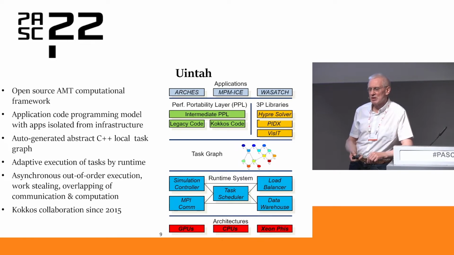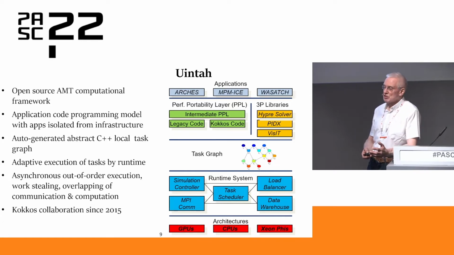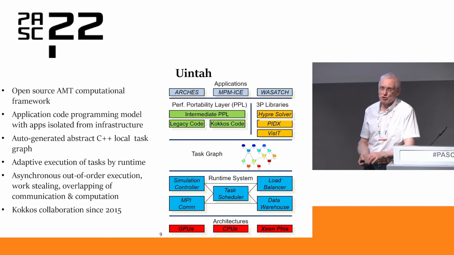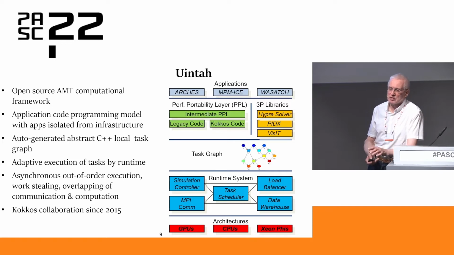but the implementation of that uses a runtime system which has a task scheduler. We do load balancing. We have a data warehouse. We have multiple data warehouses on both CPUs and GPUs, and MPI communications. So adaptive execution, automatic generation of the task graphs, and asynchronous, out-of-order execution, which involves work stealing and overlapping of communications and computations. And we use Kokkos for the performance portability layer, and we've been working with those guys since about 2015. As soon as that was available, we jumped in and started using it.